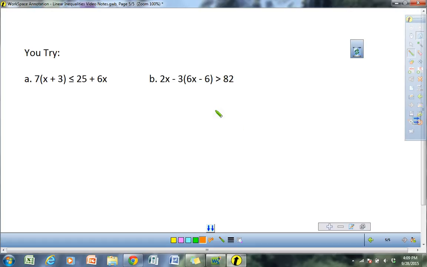Alright, to try this, please hit pause and give these two a try. And when you're finished, hit unpause, and for the first one, you should get x is less than or equal to 4, and for the second one, you should get x is less than negative 4.